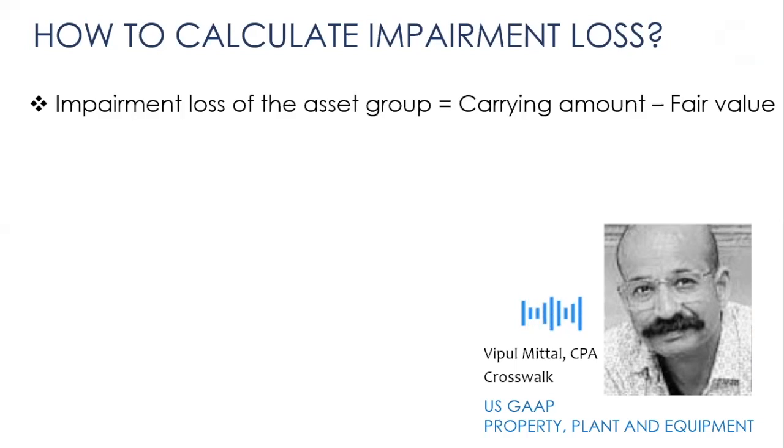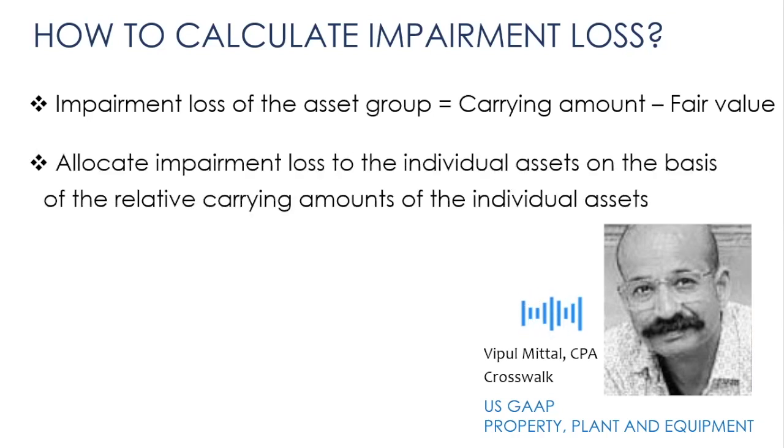This impairment loss is the excess of the carrying amount of the asset group over its fair value. For example, the carrying amount of the asset group is $800,000 and the fair value is $620,000, then carrying amount minus fair value is $180,000. So you say that impairment loss is $180,000. But this is the impairment loss of the asset group, not of individual assets. $180,000, excess of carrying amount over fair value.